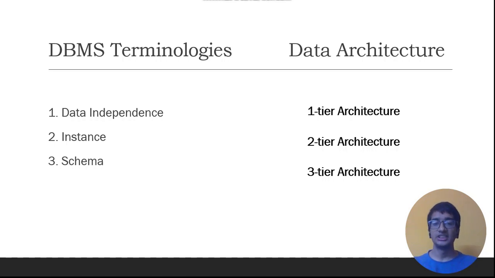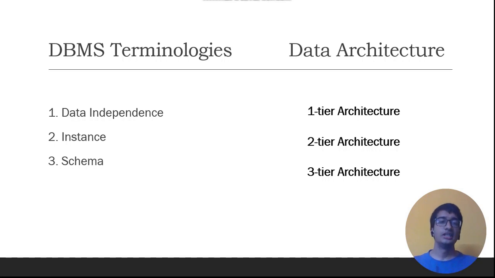The second is instance. Instance is the actual data stored in the database at a particular moment. It is a specific state of the database at a specific point in time. And the third terminology is schema. Schema is the structure defined in a formal language supported by the database management system. It defines how data is organized and how the relations among them are associated. It has three types: external schema, conceptual schema, and internal schema.